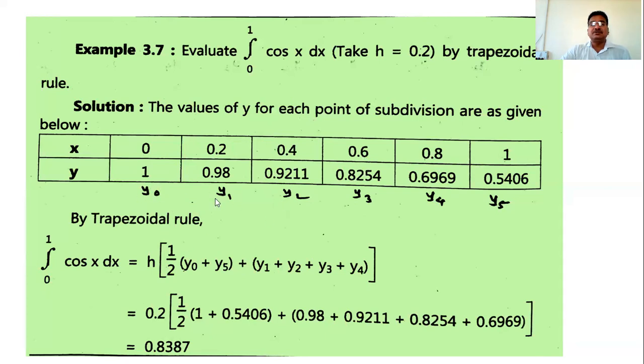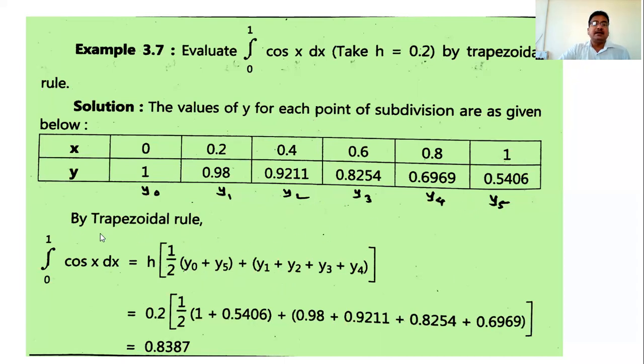And these values are y0, y1, y2, starting from y0. Remember, don't start the notation from y1, because if we start from y1, then this formula also changes. So don't write the notations from y1. So it is y0, y1, y2, y3, y4, y5.